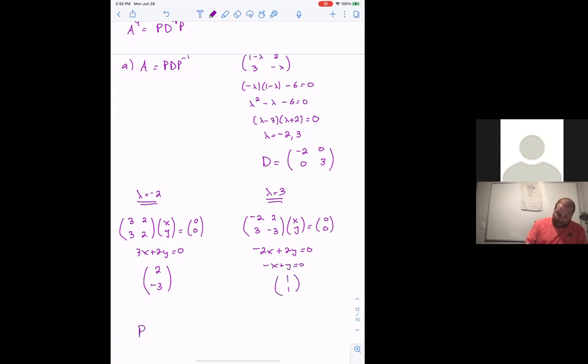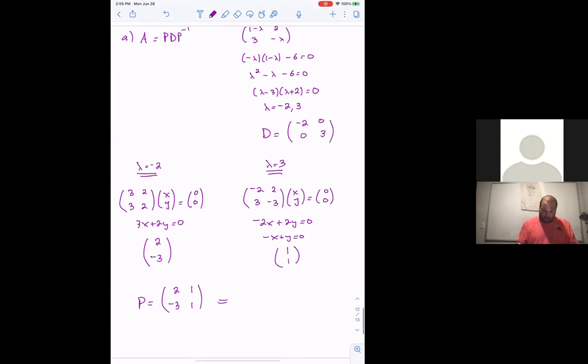So at this point, I now know P. Now, here it's important. If your first eigenvalue is negative 2, then you better make sure that your first eigenvector is the one that's associated with negative 2. Second eigenvalue is 3, so your second eigenvector would be the eigenvector associated with 3. Because the book, for example, does it the other way. They did 3 first and negative 2 second, so the details of the math are a little different. But it's perfectly acceptable as long as you keep them straight.